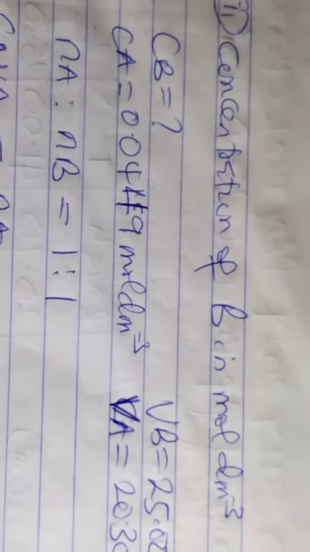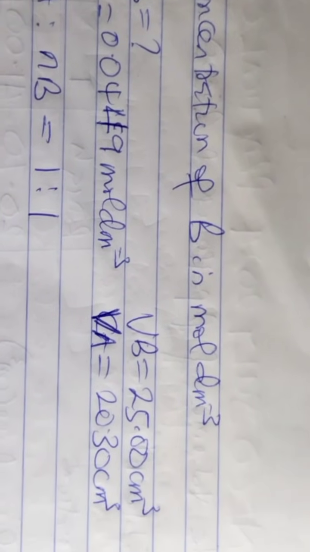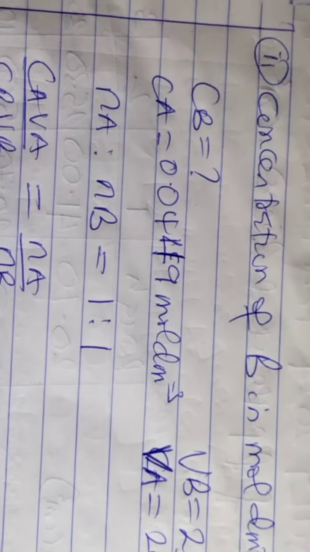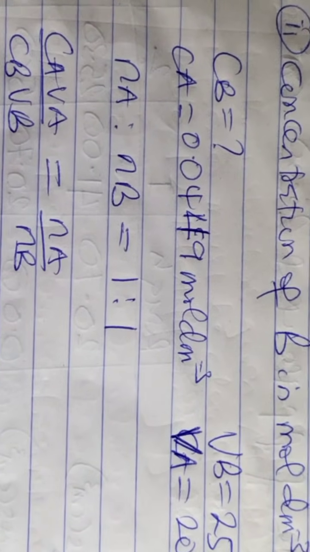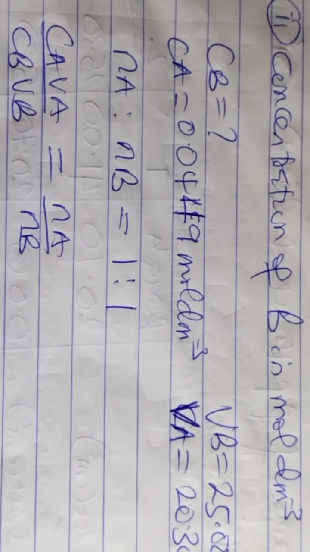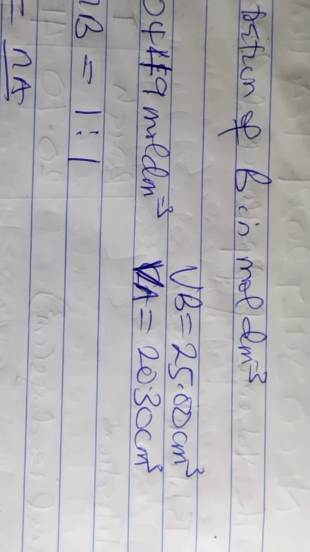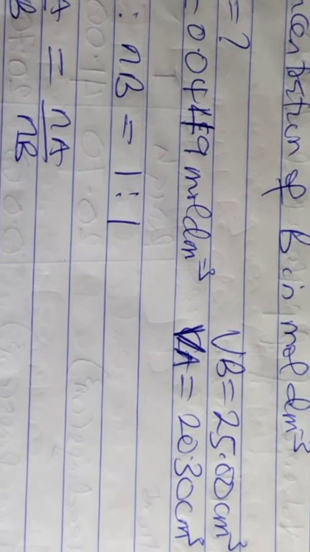We'll now go to question II. We are asked to find the concentration of B in mole per dm cube. That is our CB. So we are getting our CA from question I as 0.0449 mole per dm cube. Our VB, the pipette we're using is 25.00 cm cube. If you're using 20, then your VB should be 20, but 25 is most common. Our VA is the endpoint. So from the table, our VA is 20.30.